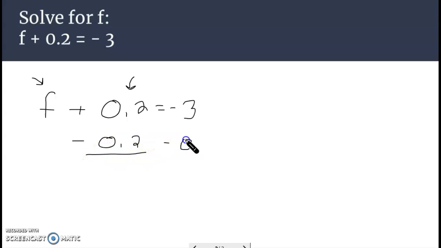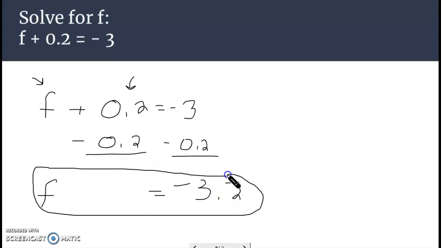But you have to keep things balanced. What you do to one side of an equation, do to the other. F is now by itself. And then I have negative 3 and negative 0.2. When the signs are the same, we're technically adding here. We should get an answer of negative 3.2, because negative 3 added to negative 0.2 is negative 3.2. That is the answer to our problem here.